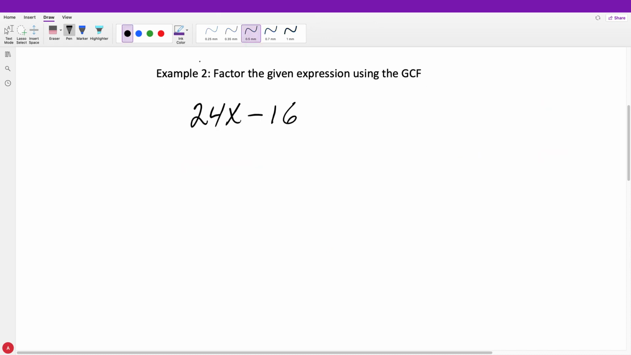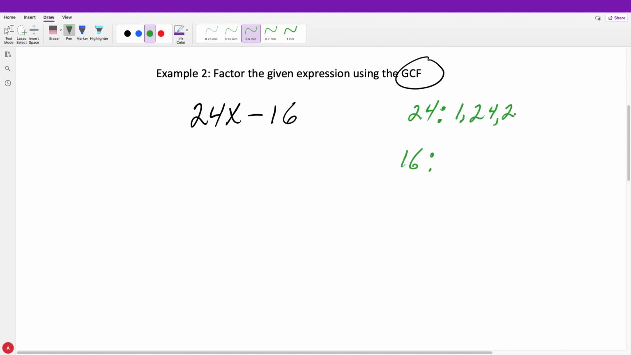All right, so then the next question we're doing, the same thing, factor using our GCF, is 24x minus 16. So we need to rewrite this as a multiplication problem. So let's go ahead and look at our factors of 24 and 16. And you don't have to do this every time, but if you are struggling with this, then it's good to write out all of your factors.